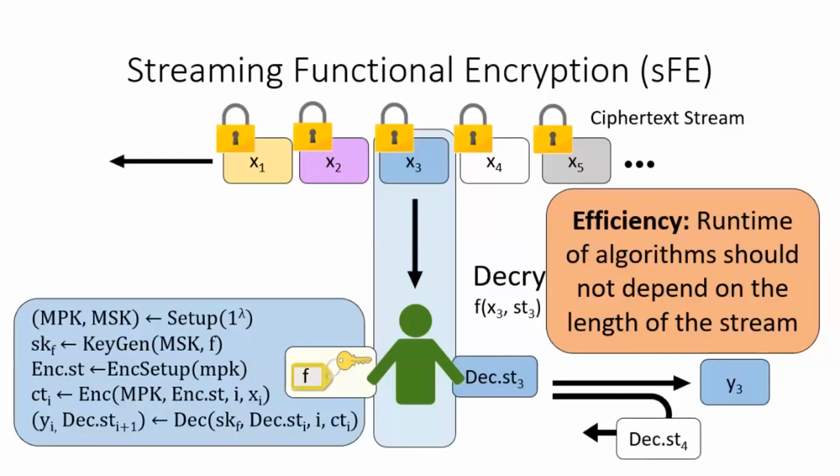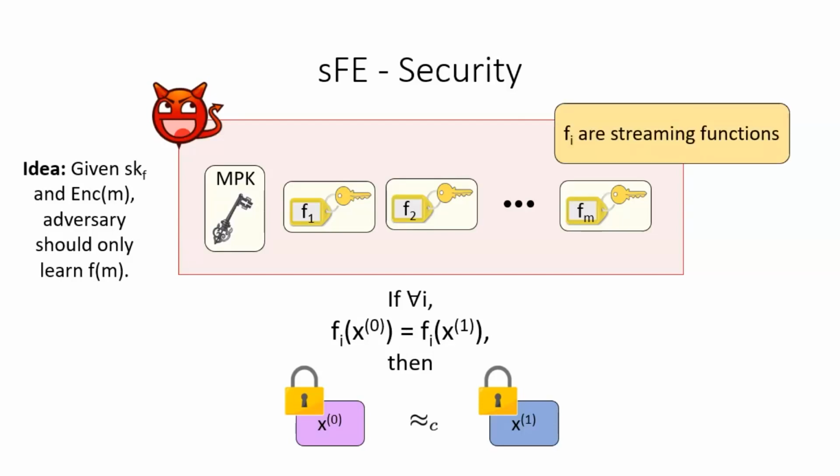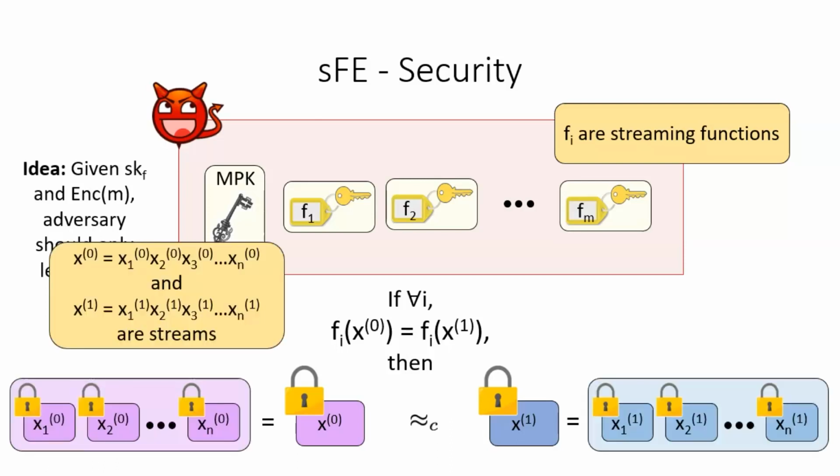So what is security? What I have on the screen here is basically the same as before, and really the only changes in security are notational. We consider a game where the adversary has a master public key along with function keys for functions of their choice. For now, again, the functions are streaming functions, and then the adversary receives either an encryption of X0 or X1, where now X0 and X1 are streams of data with n elements, where n is chosen by the adversary. An encryption of stream X0 would simply be the set of ciphertexts representing the encryption of each element of the stream. Same with X1.